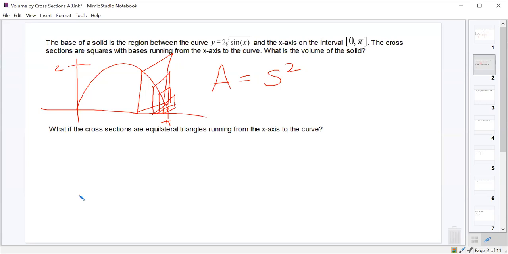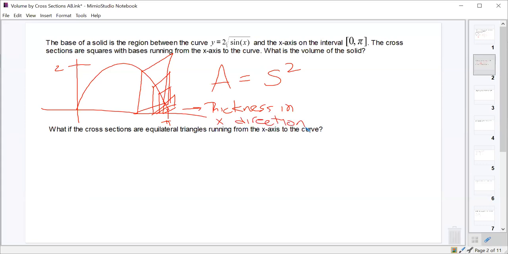And in what direction is that thickness? It's going left to right, isn't it? A very, very thin thickness in the left-right direction. And the left-right direction on a coordinate plane is the x direction. So the thickness of these is in the x direction.